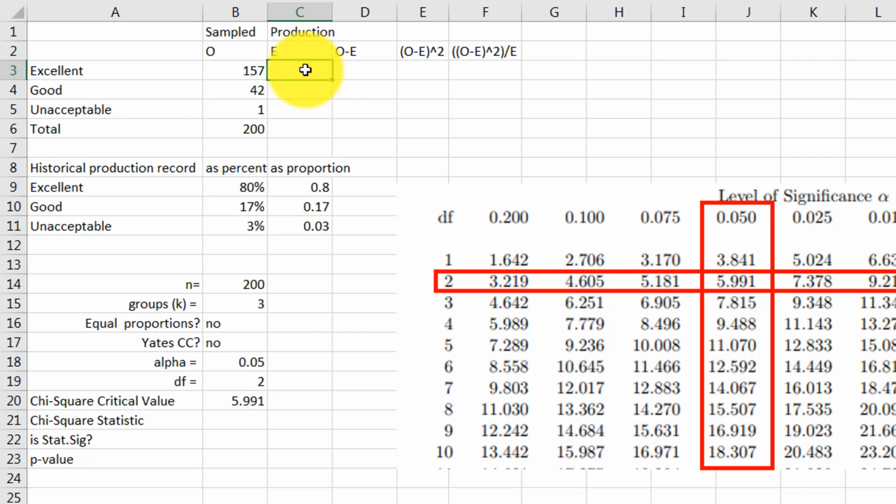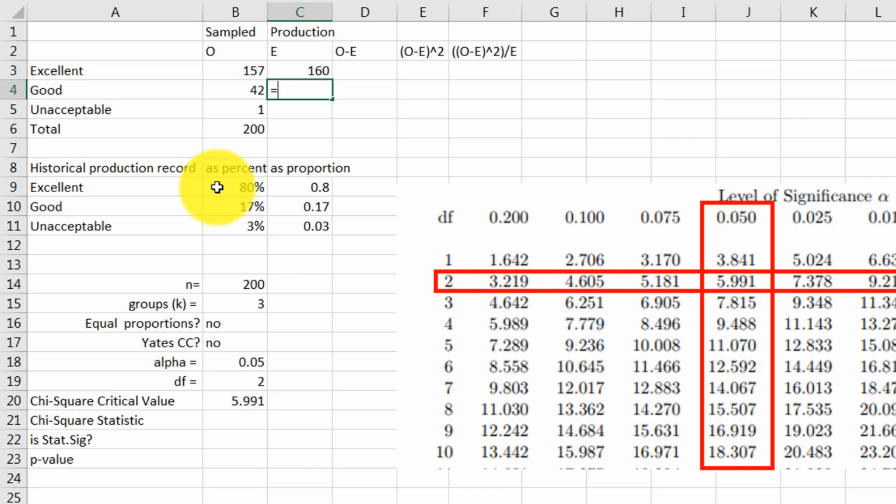Big difference between these. So in this case, I'm going to go ahead and click equal sign. Click on my 200. Doesn't matter if you did the 200 here or down below where it says n equals. And we're going to multiply it by the percentage of our historical record. So we knew that 80% are produced at excellent. We have a sample of 200. So we should expect to find 160 are produced of an excellent quality.